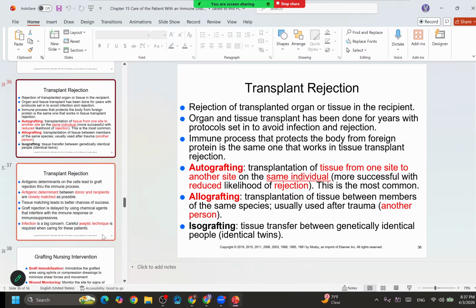Right, the next one. Okay, so the donor and the participant, the receiver, need to be as close a match as possible. That means what?